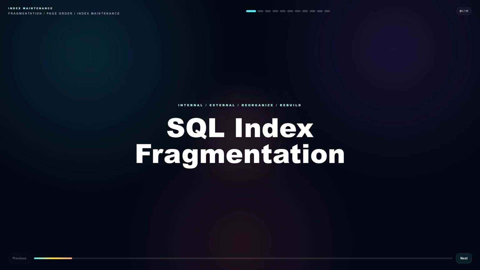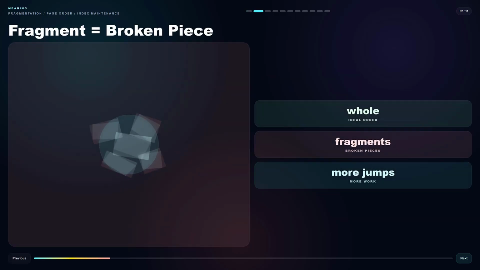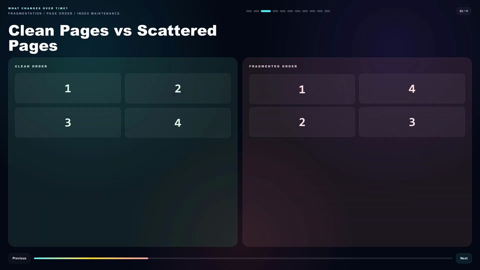Before understanding fragmentation, let's first understand the meaning of the word itself. The word fragmentation comes from the word fragment, which simply means a broken piece of something that was originally whole. Imagine dropping a glass on the floor. Instead of one complete object, you now have many small pieces scattered around. The same idea applies to databases.